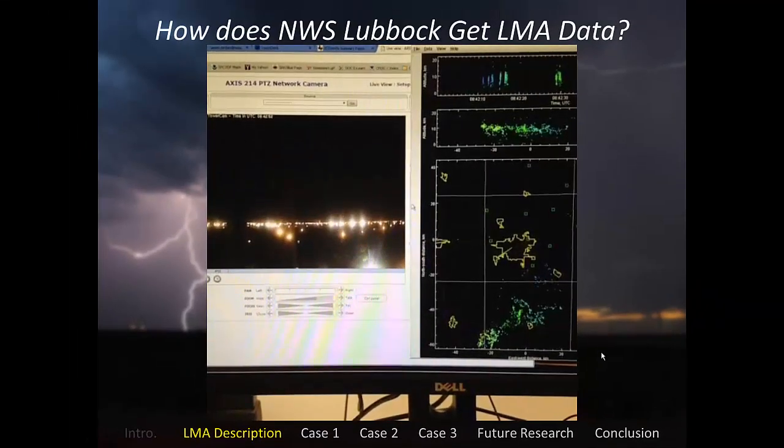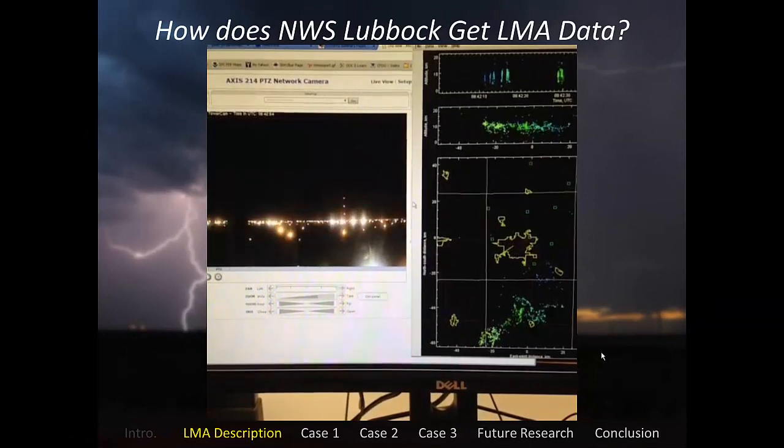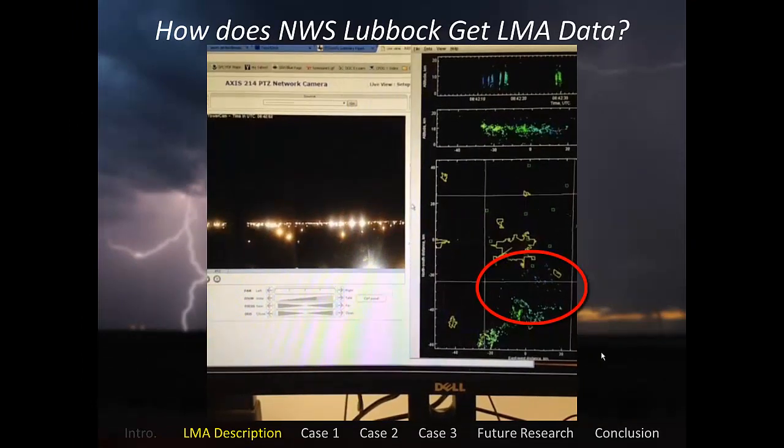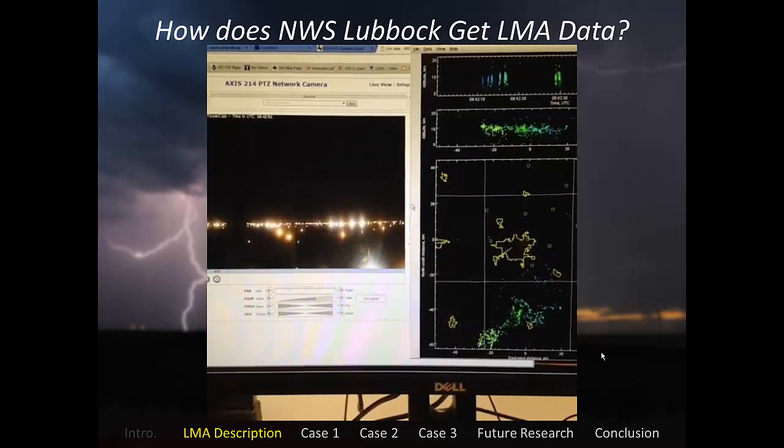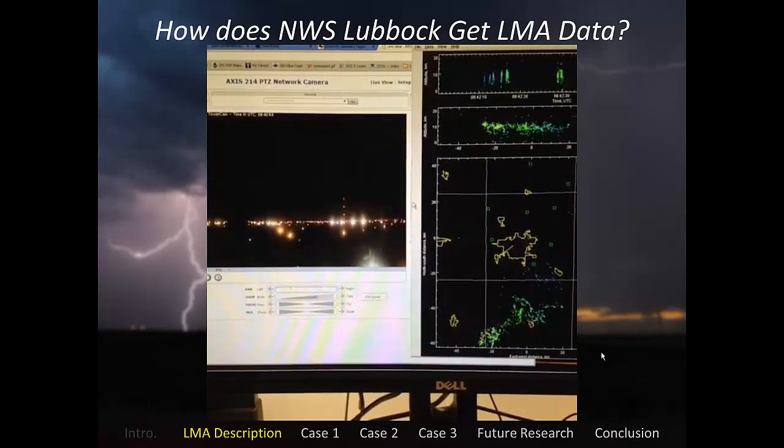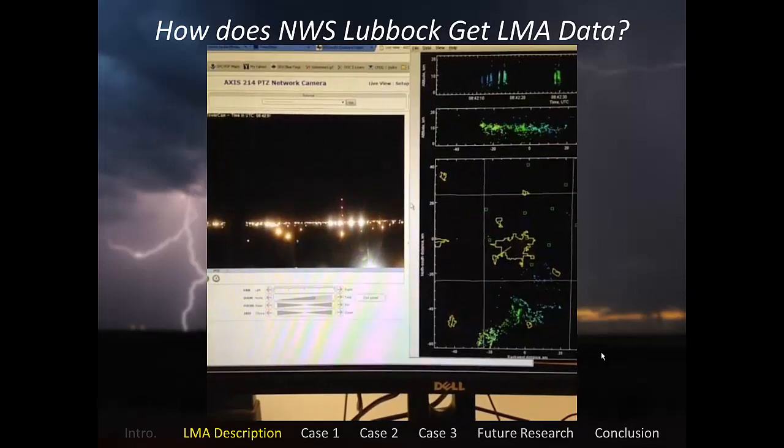So how exactly does it work? Well, you see the lightning flash there, and about 1 or 2 seconds later, you see the sources show up on the right. This will loop again so you can see that. We've been finding that on the LiveLMA display the latency, again, is about 1 to 2 seconds, and that's been fairly consistent over the last 2 to 3 years.